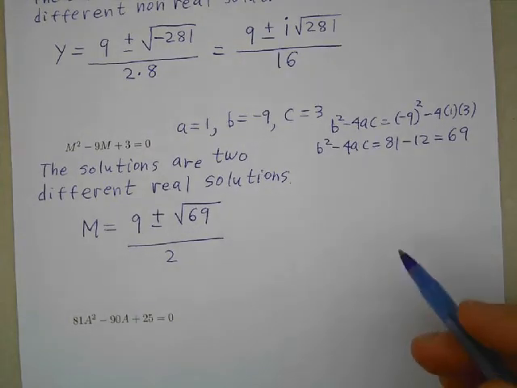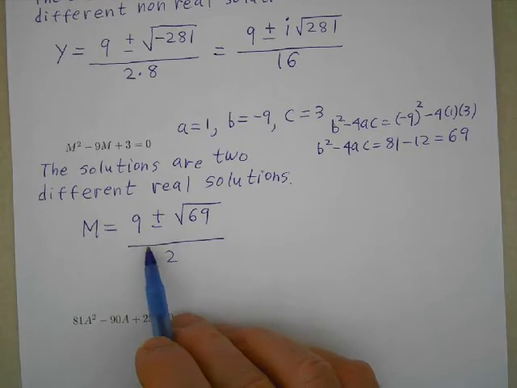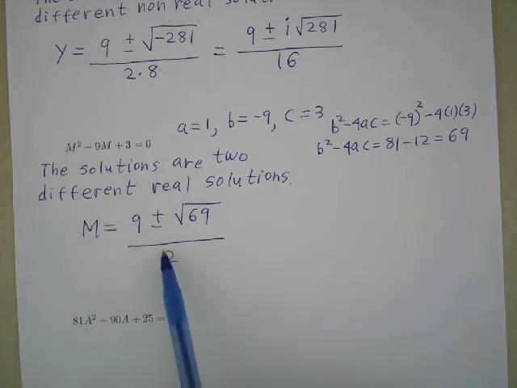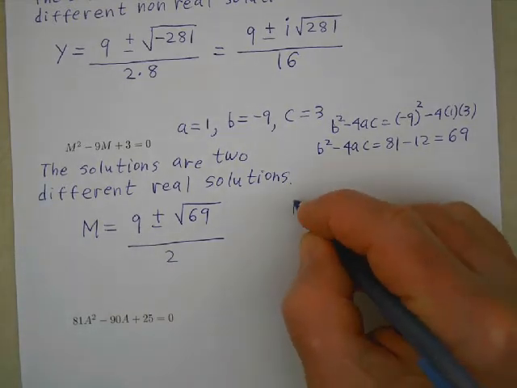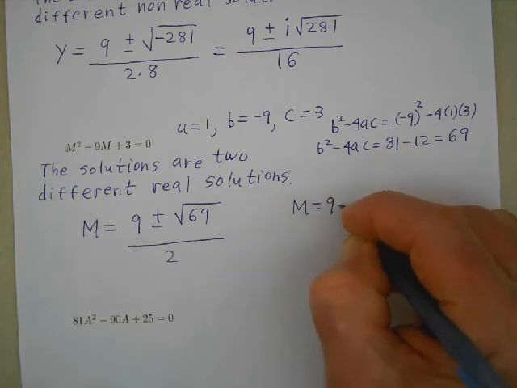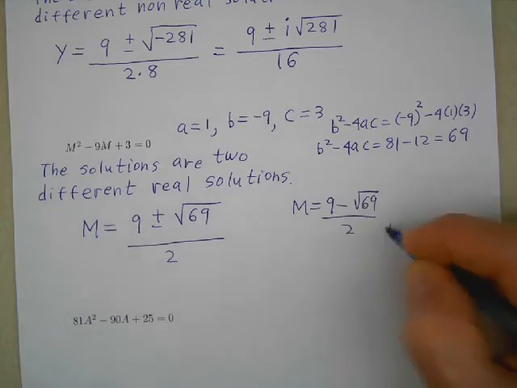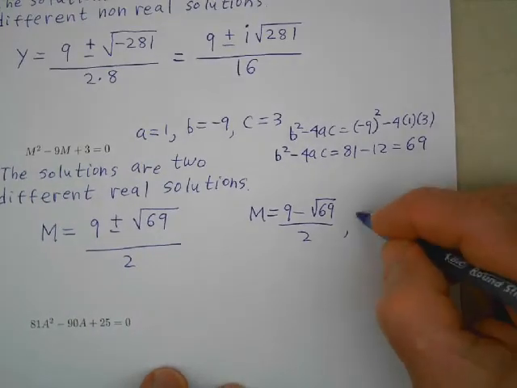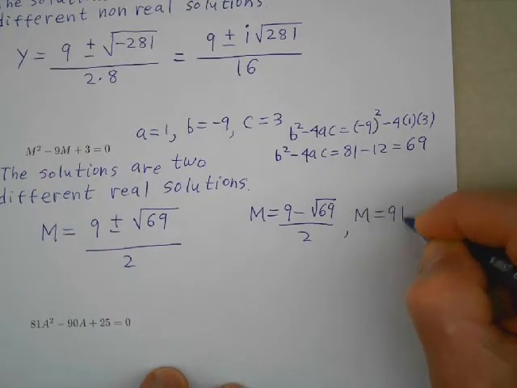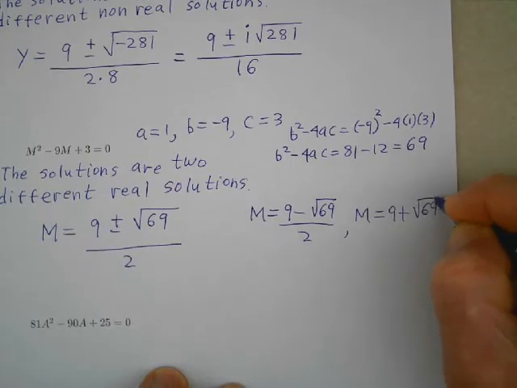If you want to write the solutions separately, you can. One solution is m equals 9 minus the square root of 69, all divided by 2. The other solution is m equals 9 plus the square root of 69, all divided by 2.